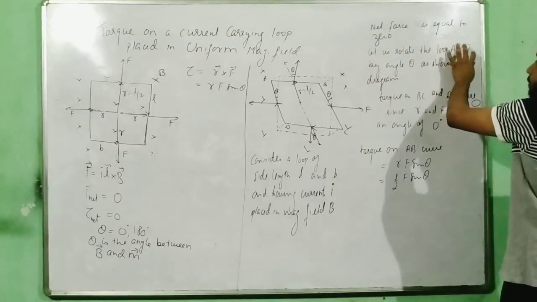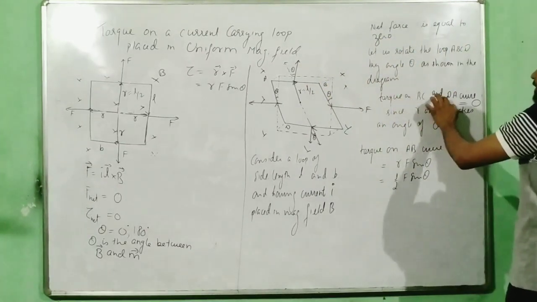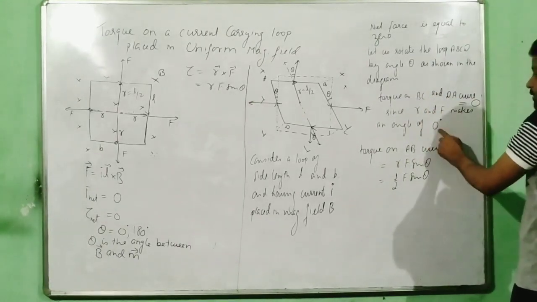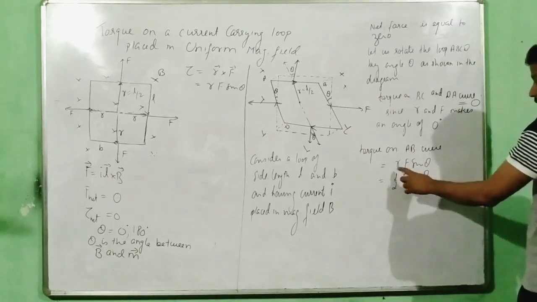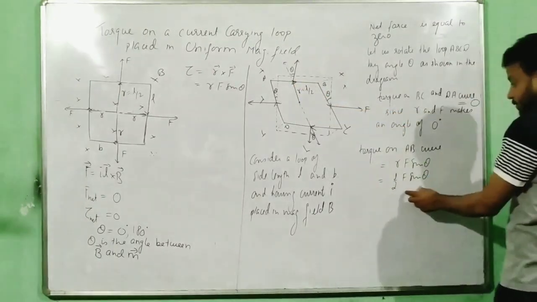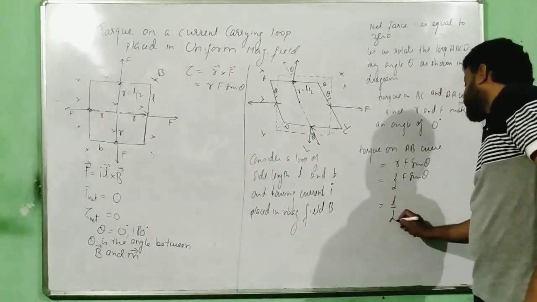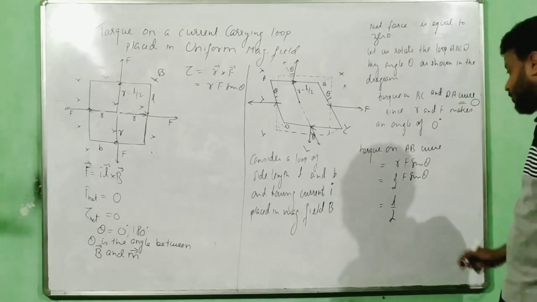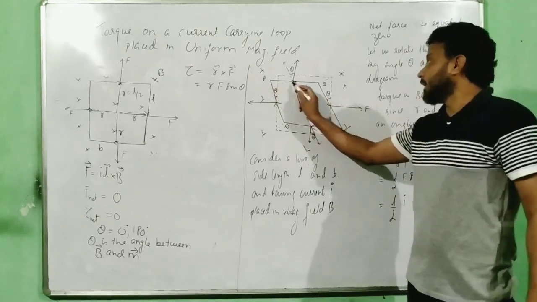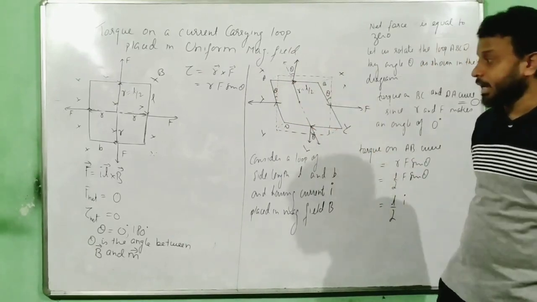Let us rotate the loop ABCD by angle theta as shown in the diagram. Torque on BC and DA wire will be equal to 0 since R and F make an angle of 0 degree. Torque on AB wire will be equal to RF sin theta. What is R? R you can define as L by 2, so you will write L by 2 F sin theta. But what is F here? F is ILB because we know the formula. What is this length? The formula says ILB.